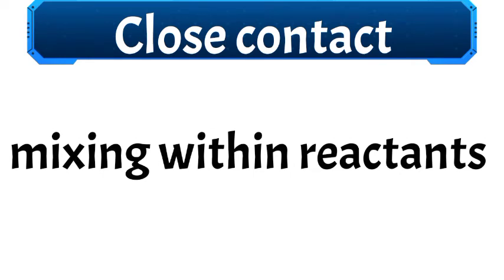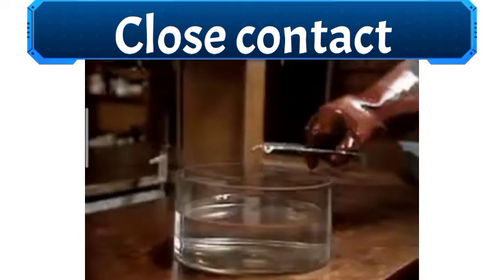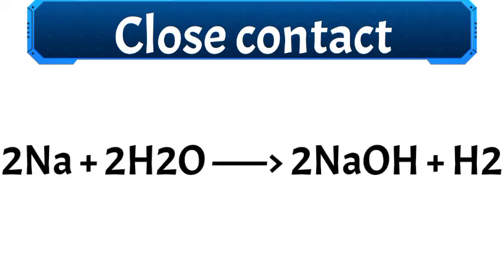A reaction takes place when the reactants come in close contact with each other or are mixed together. For example, when sodium comes in contact with water, it reacts violently to form sodium hydroxide and hydrogen, which is 2Na + 2H2O = 2NaOH + H2.